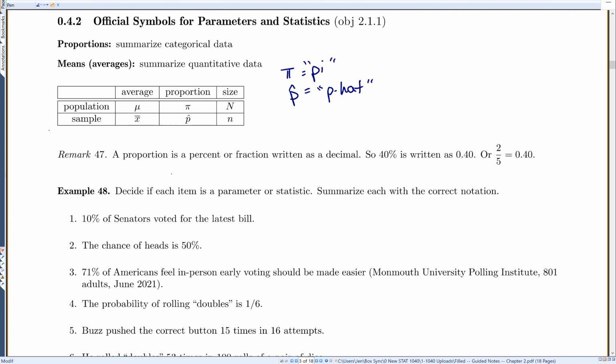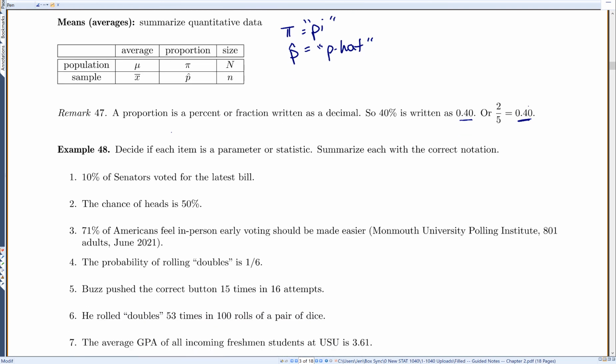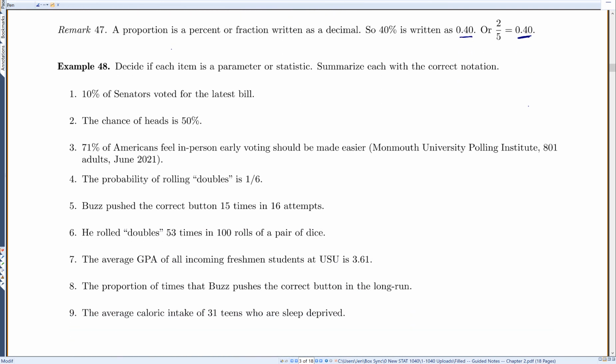Just a remark: a proportion, we've said it, is just a percent or a fraction written as a decimal. So 40% is written as 0.4, or 2/5 could be written as 0.4. So it just means you write it as a decimal. So let's read through each of these and decide if it sounds like they're talking about a parameter or a statistic, and let's summarize each with the correct notation.